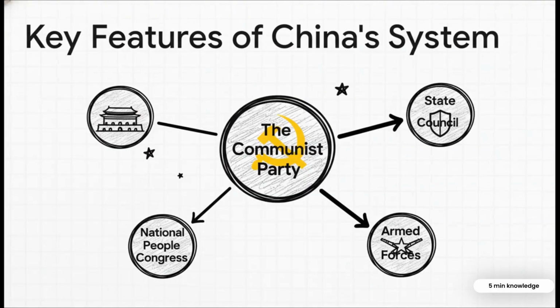So if you just look at the structure on paper, you'll see the National People's Congress as the highest state authority and the State Council as the main administration. But in practice, the real power, the thread that connects literally everything, is the absolute leadership of the Communist Party. It has ultimate control over every single lever of power, especially the armed forces.